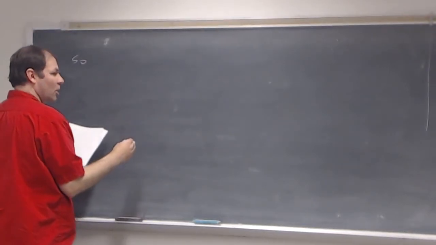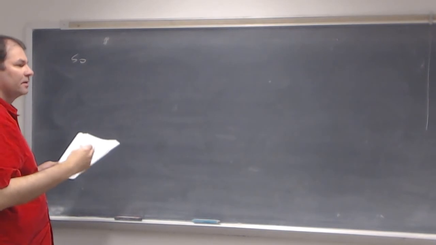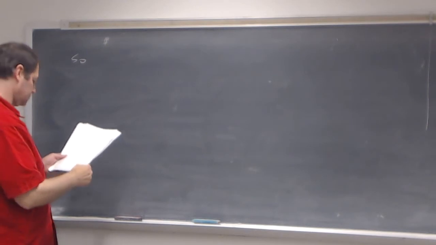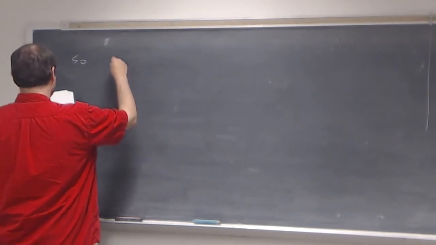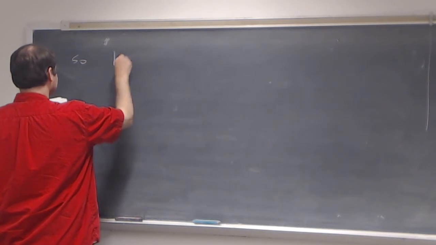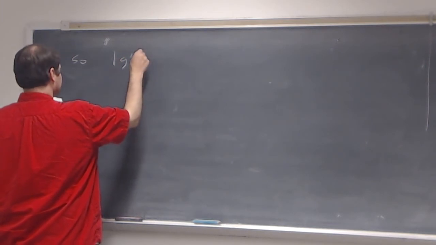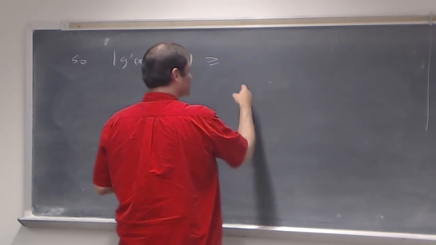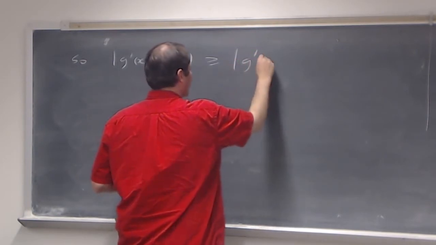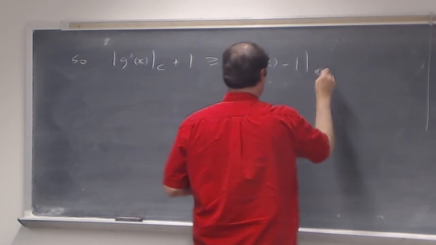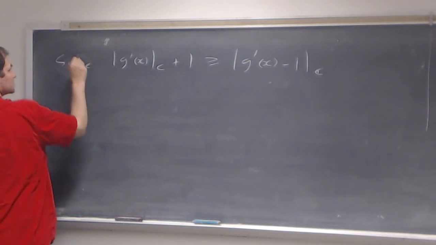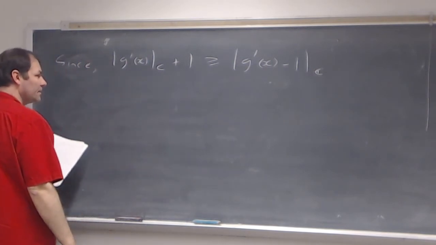Well, what we had was this absolute value of g prime of x minus 1. Well, that is going to be less than or equal to g prime of x, the absolute value of the complex number, plus the absolute value of 1, which is just 1. That part is greater than or equal to the absolute value of g prime of x minus 1 in complex, okay? So I'll say since, and that's by the triangle inequality.